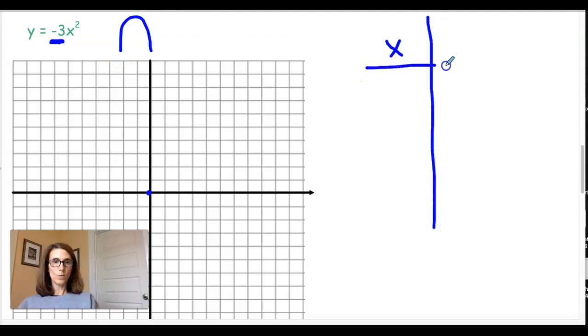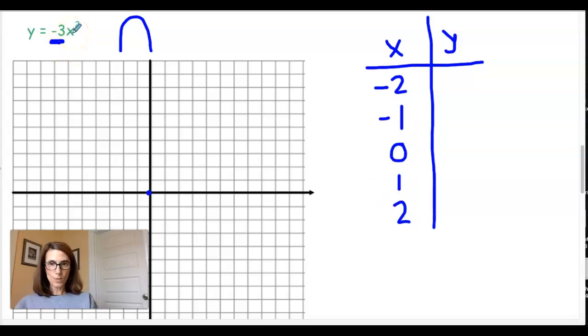All right, so we're going to go with our same x values that we did in the last example. So negative 2, negative 1, 0, 1, and 2. All right, so if we plug negative 2 in here, negative 2 squared gives us 4. 4 times negative 3 is negative 12.